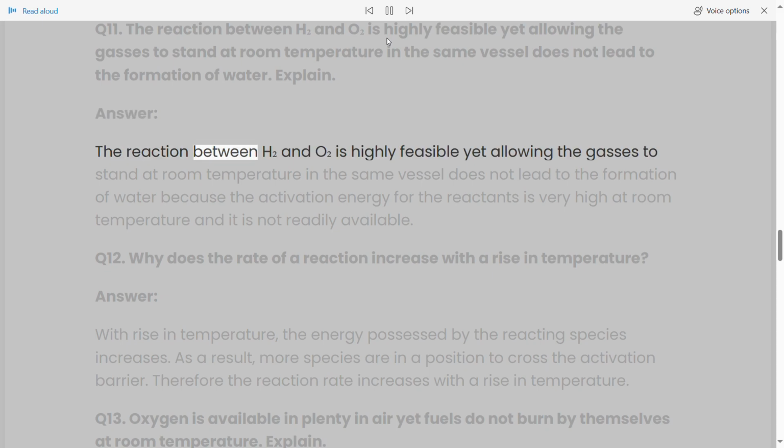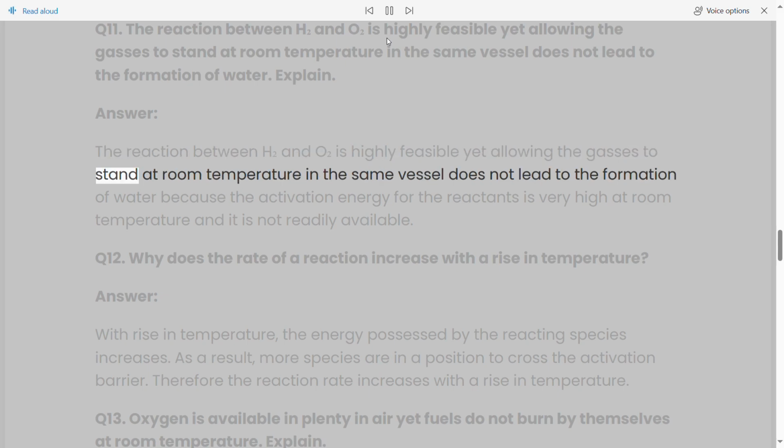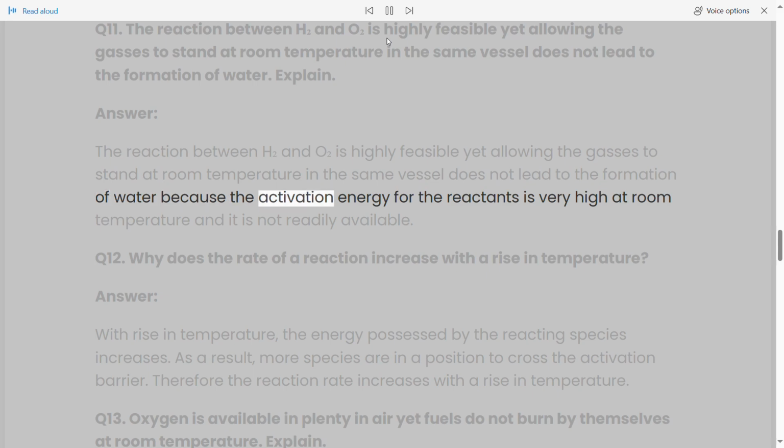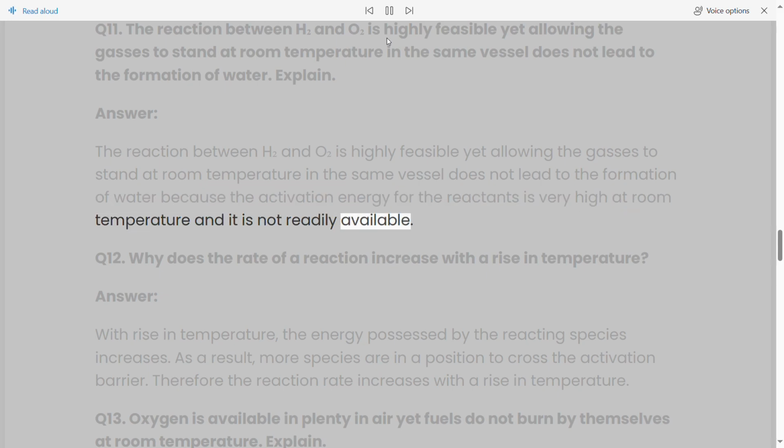The reaction between H and O is highly feasible, yet allowing the gases to stand at room temperature in the same vessel does not lead to the formation of water because the activation energy for the reactants is very high at room temperature and it is not readily available.